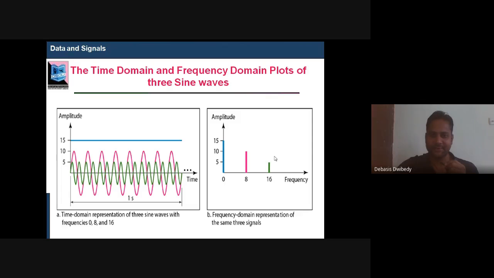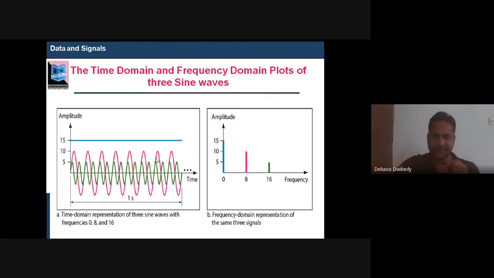So this is the basic difference between time domain plot and the frequency domain plot. In both, our objective is to show a signal, either a combination of signals or a simple single signal, but in a different way.